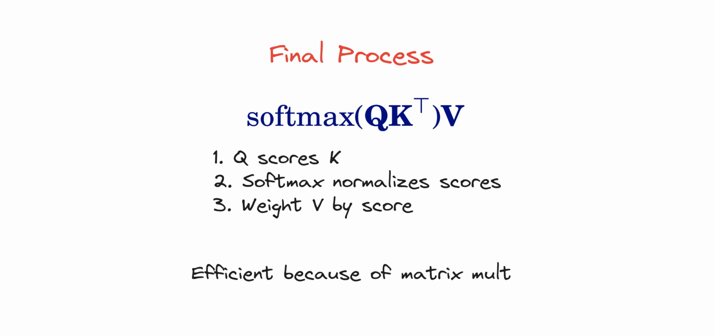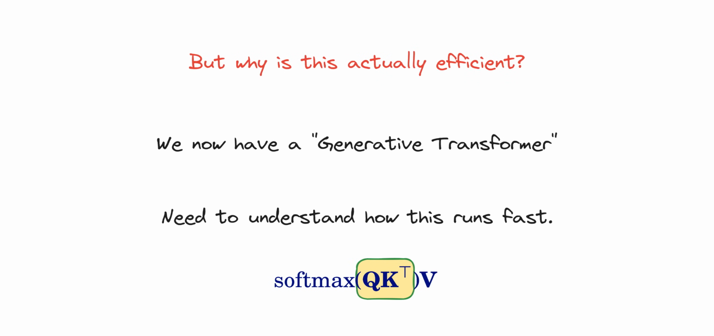Going back to our three steps, we can simply read off this mathematical formalism to see that the queries score the keys through a matrix multiply. A softmax then normalizes the scores to produce the histograms, and then the weighted average is taken with the values by computing another matrix multiply. This whole thing is just a series of softmaxes and matrix multiplies. But then why is that actually efficient?